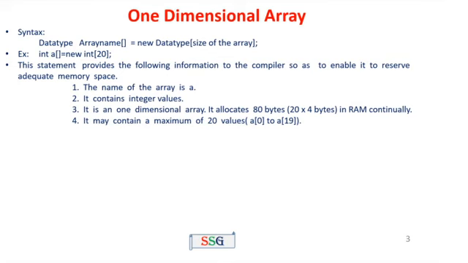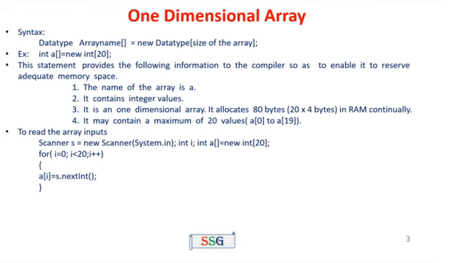This statement provides the following information to the compiler. First, the name of the array is a. It contains integer values. It is a one-dimensional array. It allocates 80 bytes of memory in RAM. For the integer data type, the width of the data is 4 bytes. Here the size of the array is 20, so 20 times 4 bytes equals 80 bytes of memory, allocated in RAM in continuous order. The index positions for this array variable are a[0] to a[19].